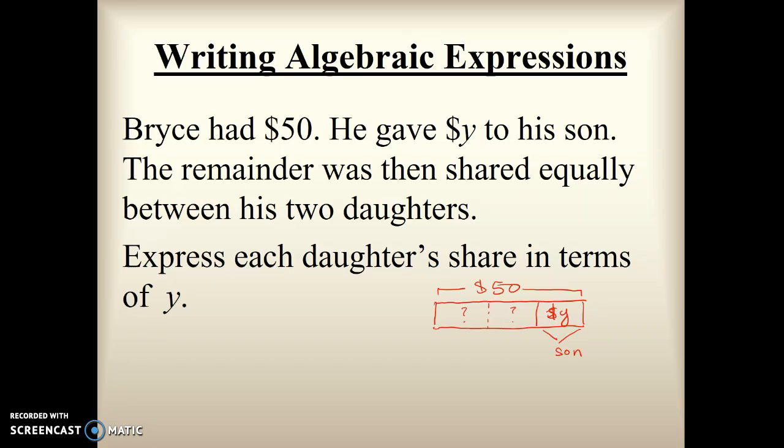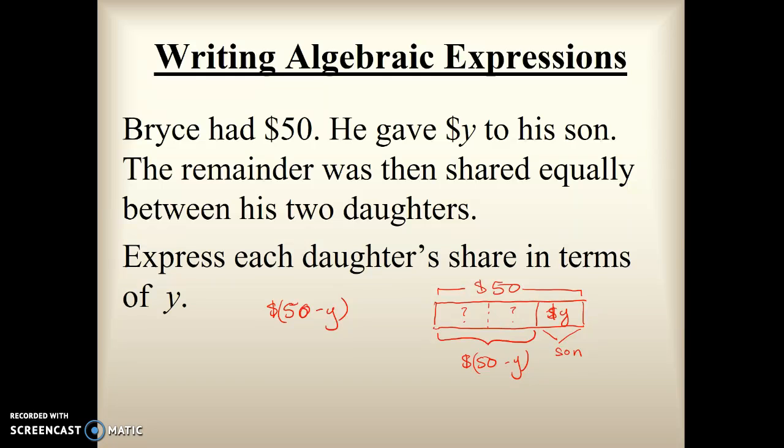All right, well, we can see right away by looking at this model that if we want to express the amount of money given to both daughters, all we would have to do would be to say $50 minus y, right? That's easy enough to see because this is the amount given to both daughters, and all he did was take away y dollars and give it to his son.